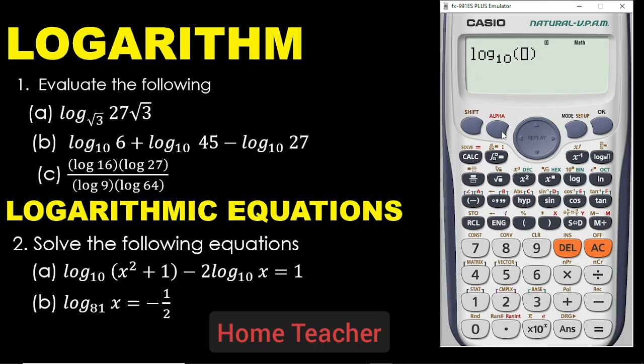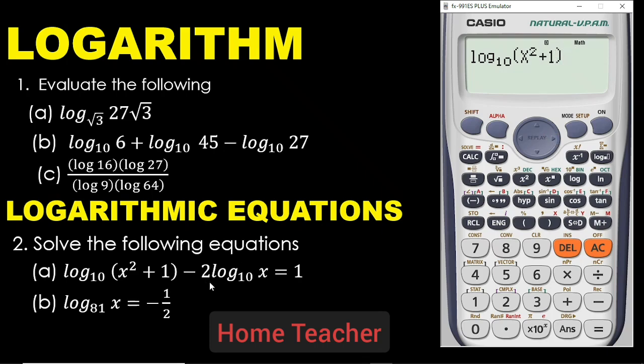To get x, you click on alpha, then you click on x. The x is squared, so let's square the x, then plus 1. Now we have entered this expression into the calculator. You can see that the cursor is within the bracket, but we are done with the bracket, so we need to move the cursor outside the bracket. You do so by pressing this.